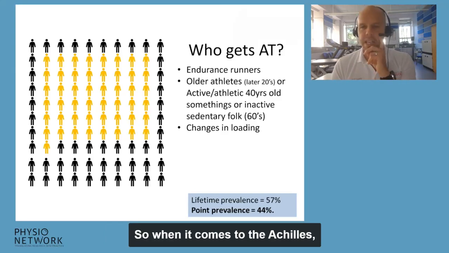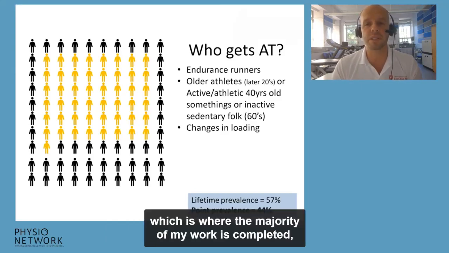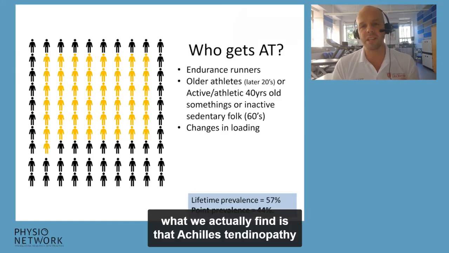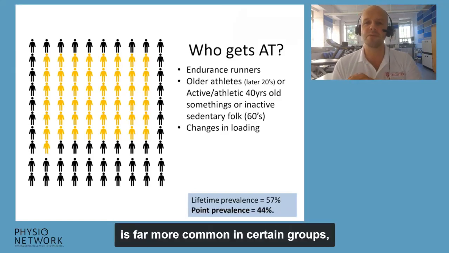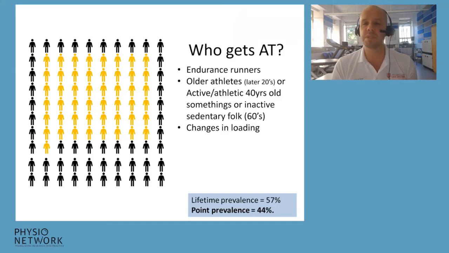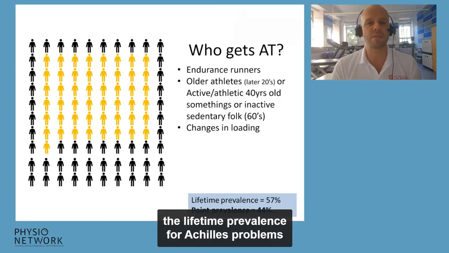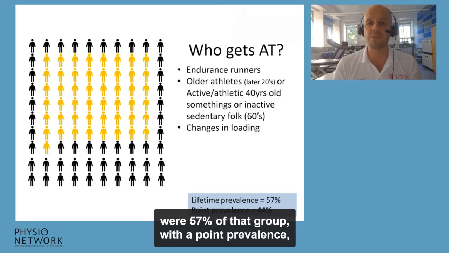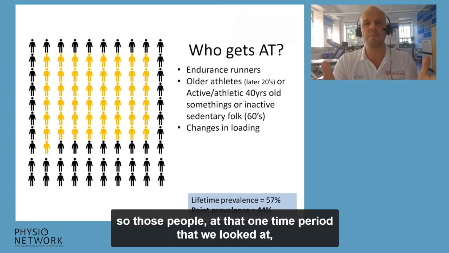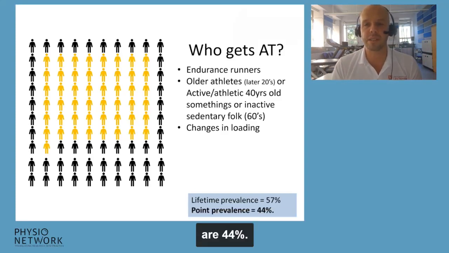So when it comes to the Achilles, which is where the majority of my work is completed, what we actually find is that Achilles tendinopathy is far more common in certain groups, particularly endurance runners. In UK epidemiology work that I've completed as part of my PhD, the lifetime prevalence for Achilles problems was 57% of that group, with a point prevalence, so those people at that one time period that we looked at, of 44%. Now, that is huge.